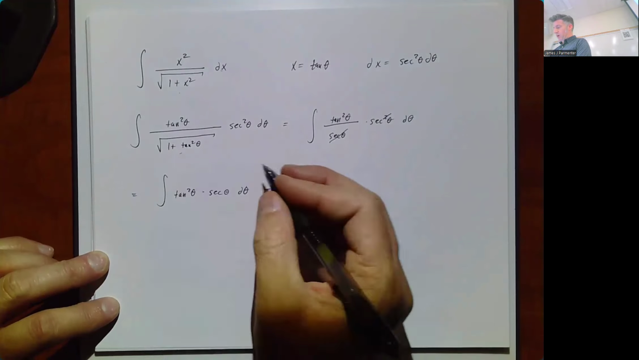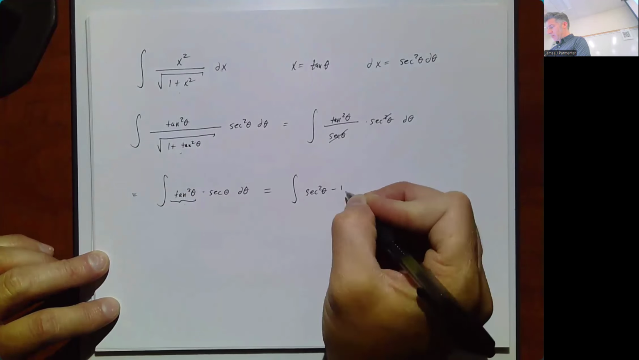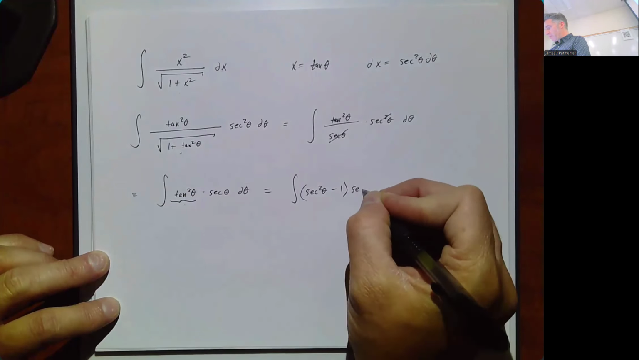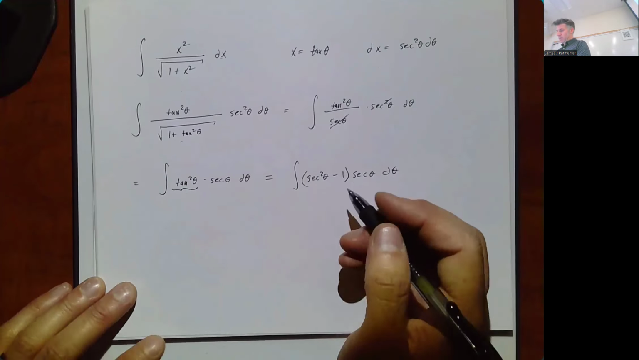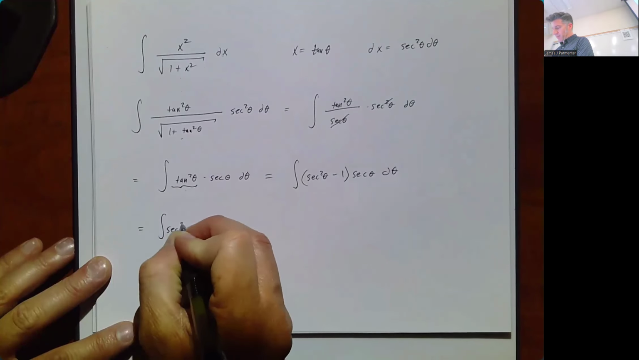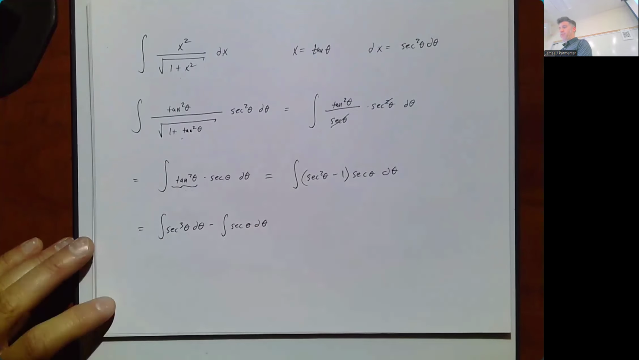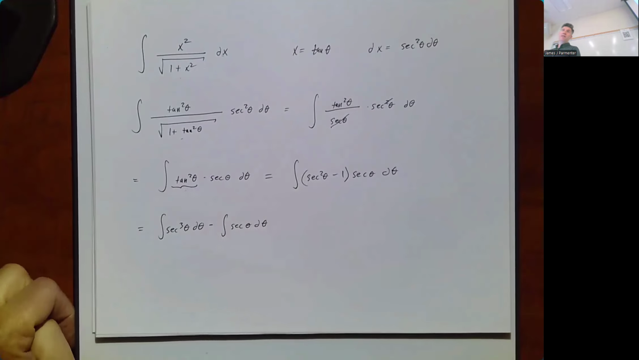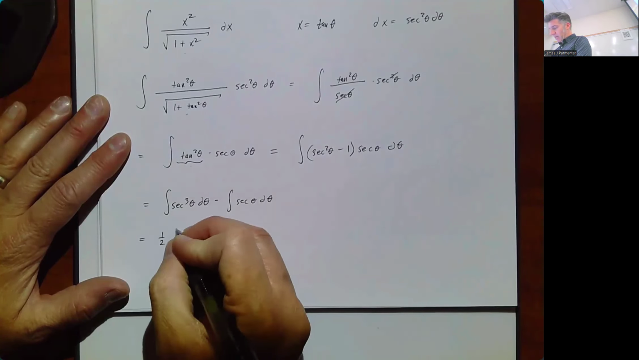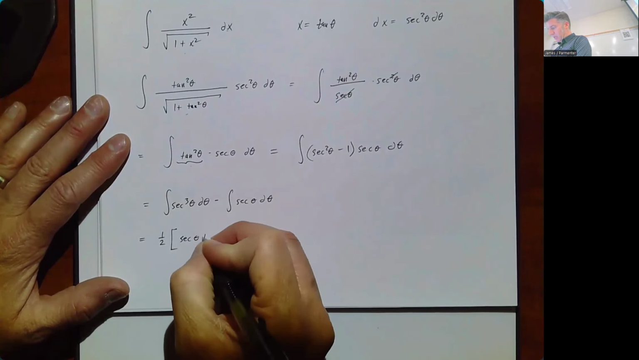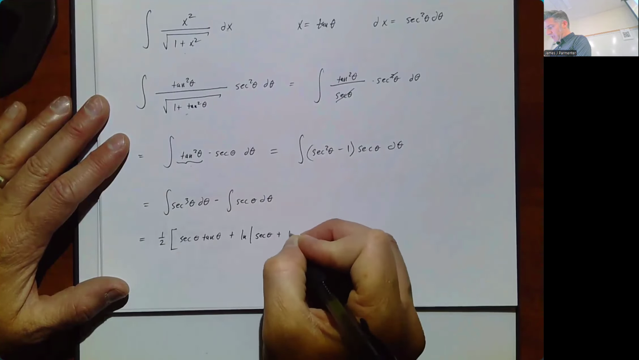I'm going to replace tangent squared with secant squared minus 1. It's a valid move. I'm playing chess here or something. And then if I distribute the secant, I get the integral of secant cubed theta d theta, minus the integral of secant theta d theta. And I am breaking them up on purpose here. And a few examples ago, we found that the integral of secant cubed theta was 1/2 times secant theta tangent theta plus the natural log of the absolute value of secant theta plus tangent theta.